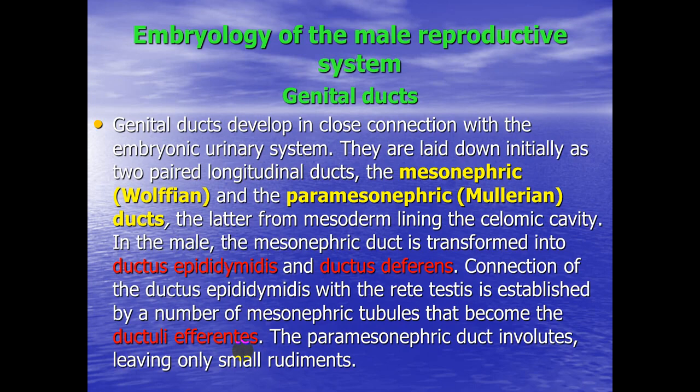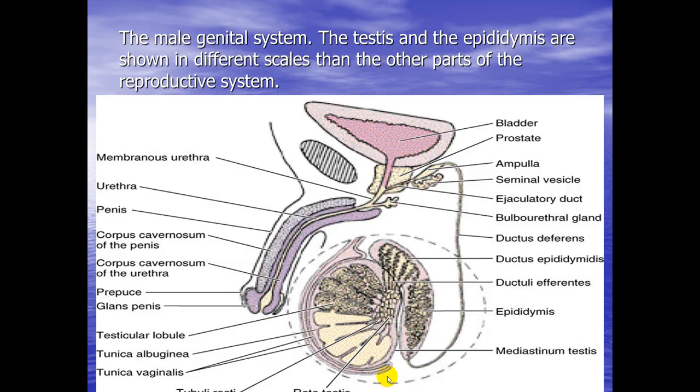The paramesonephric duct almost all obliterates, involutes, and sometimes leaves only small rudiments. So the male genitalia system you can see on this scheme.